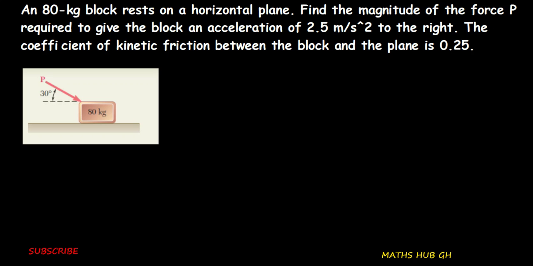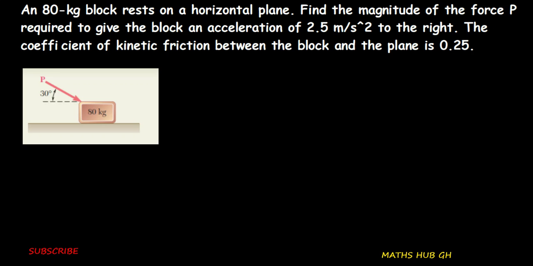In this video, we are going to solve this question I have on the screen. The question says an 80 kg block rests on a horizontal plane. Find the magnitude of the force P required to give the block an acceleration of 2.5 meters per second squared to the right. The coefficient of kinetic friction between the block and the plane is 0.25.